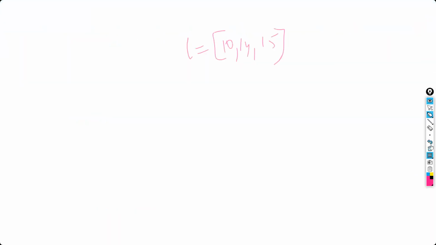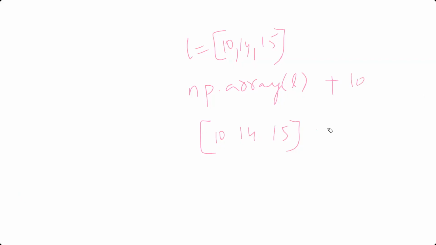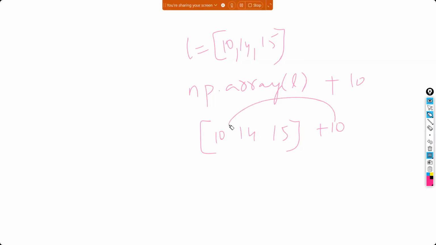Okay, this is L, guys. np.array of L. Now, for np.array of L, it is converted to an array. That is 10, 14, 15. For this right side, you are adding a single value. You are taking one more array now. So, if you are taking a single value, it will add for the single value, and you are going to get the output like this.